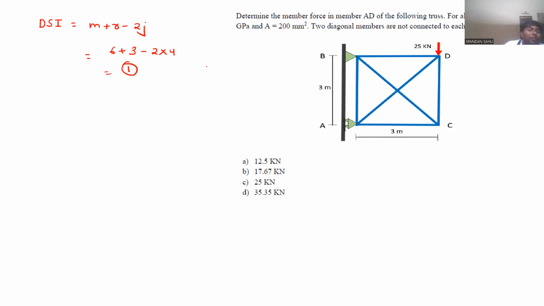Now, 1 means we have to identify one redundant. Can you tell DSI external for this case? 0. Internal means 1. So now, tell me which reaction we can take as redundant. That is the main question. If you get that chunk, then after that the question is simple, like the previous ones we have done. Tell me.